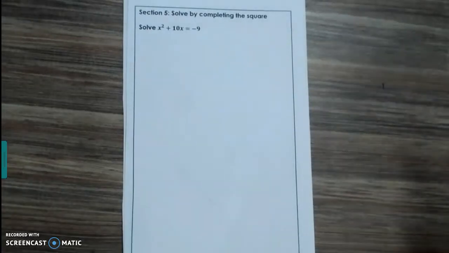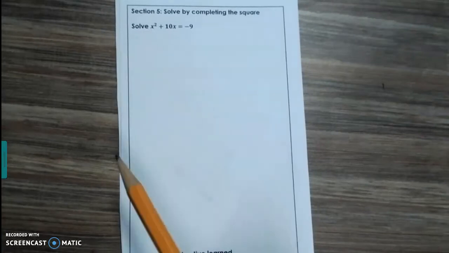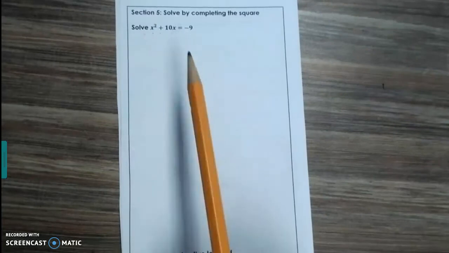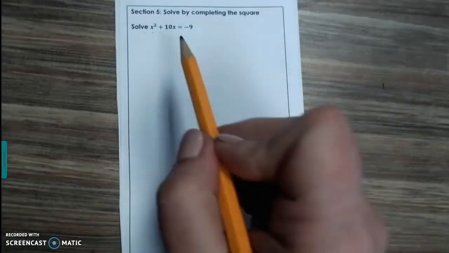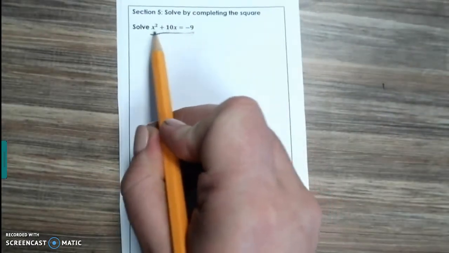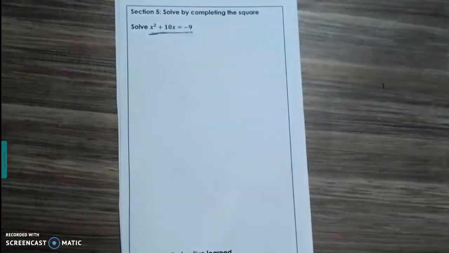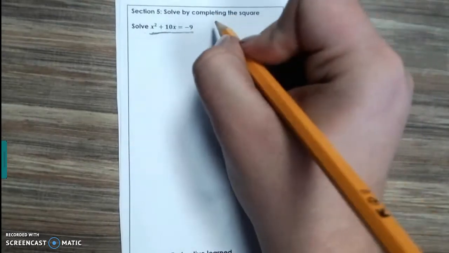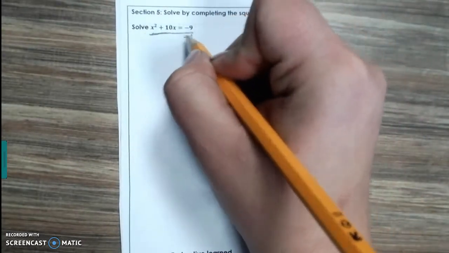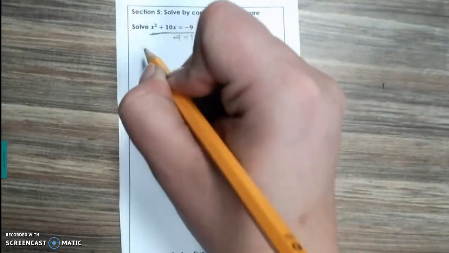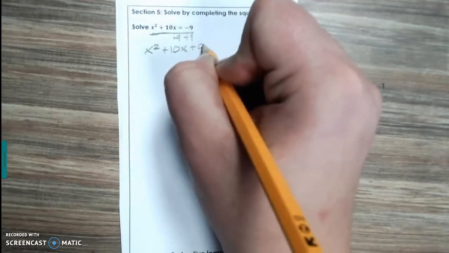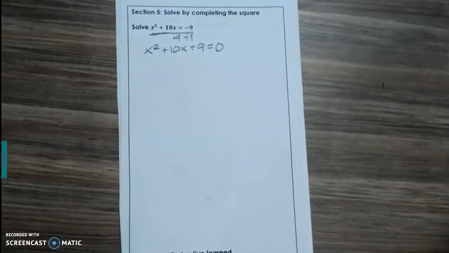All right, so today we are going to talk about solving quadratic functions by completing the square. So if you see here, it says solve x squared plus 10x equals -9. This is not written in standard form, and if I wanted to factor this, I could. But what I would do is set it equal to 0. So I would add 9 to both sides, and I would get x squared plus 10x plus 9 equals 0.